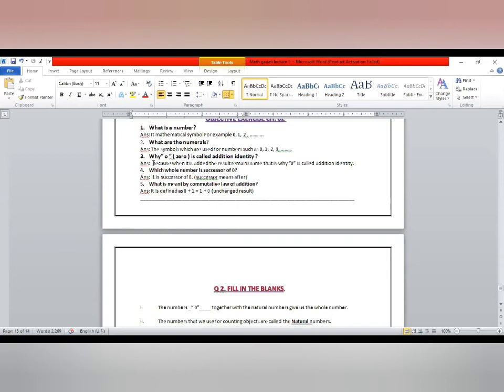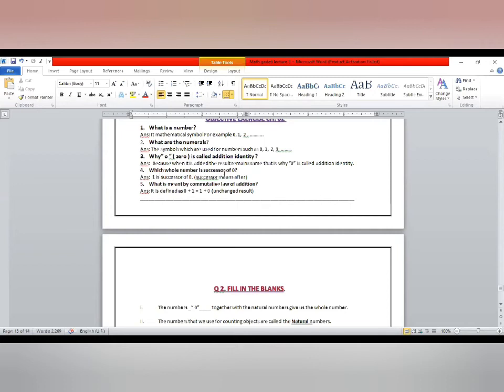And here the question number 3: why is 0 called the additive identity? Dear student, addition of 0 to any number, any real number, does not change the result. So that's why we call it the identity element, 0. That's why we call 0 the additive identity. Because when it is added, the result remains the same. That's why 0 is called the additive identity.